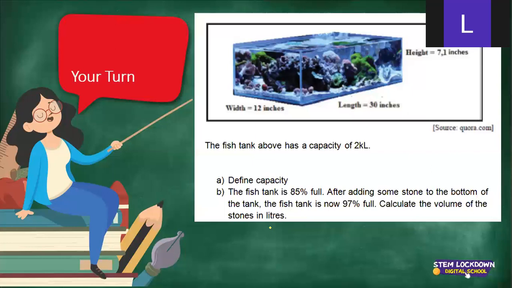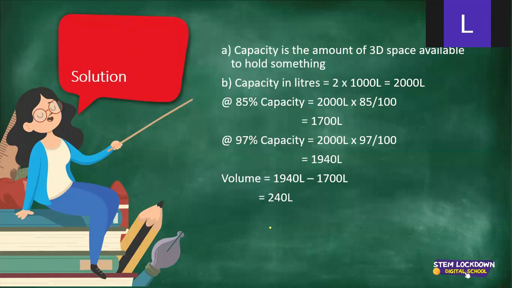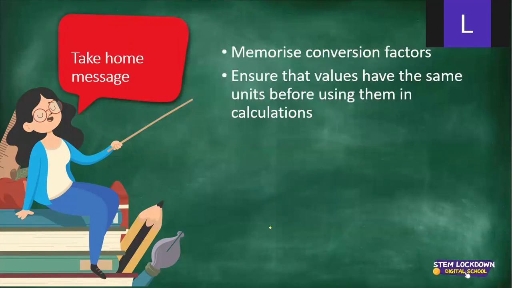Now let me just run through today's lesson because we are done. Basically, you need to memorize your factors. You need to know how many milliliters are there in 1 liter. You need to know how many liters are there in 1 kiloliter, right? And ensure that when you're solving, the units are the same. Can't work with liters and kiloliters. Can't work with liters and milliliters. The units must be the same.